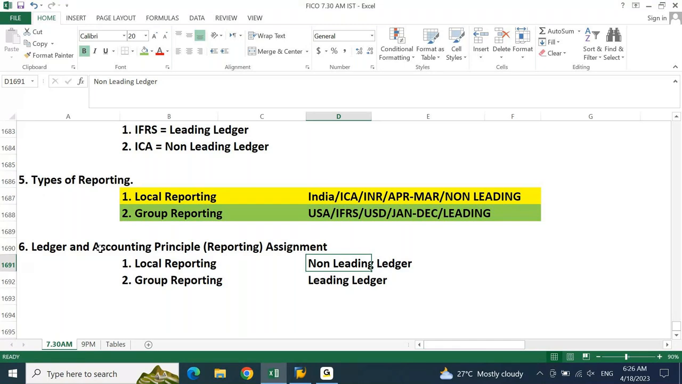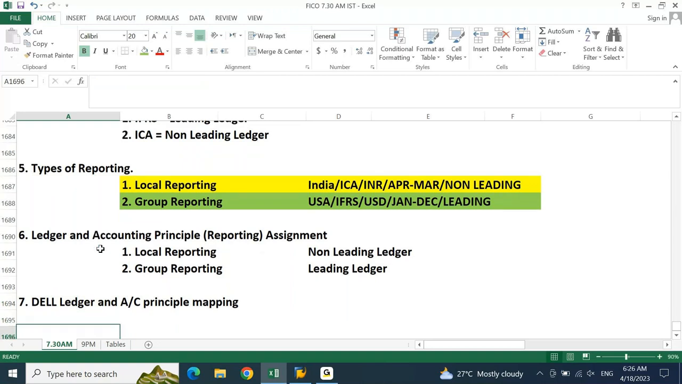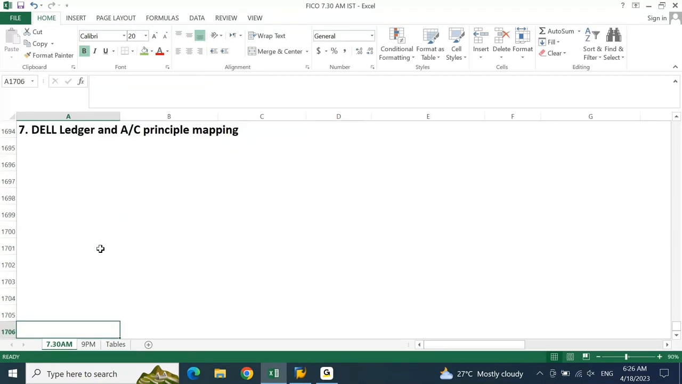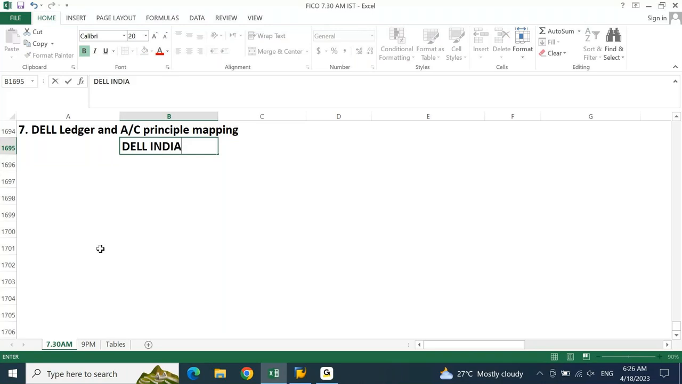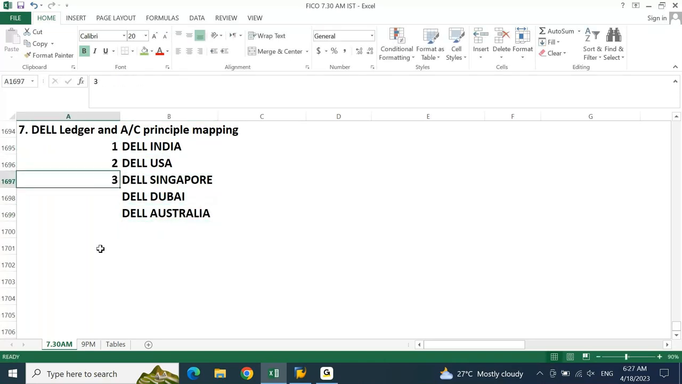For example, Dell ledger and accounting principle mapping. Now look at only this point. I will tell that Dell India, Dell US, Dell Singapore, Dell Dubai, Dell Australia. Assuming we are operating in these five countries, country number 1, 2, 3, 4, 5. Okay, we are operating in these five countries.